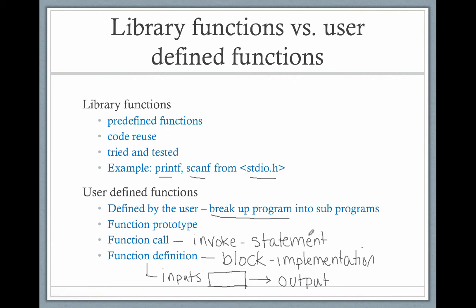The function call is one single statement that ends in a semicolon in which you invoke or use the function, and a function prototype is just a statement that describes the function. So that's just a descriptive statement that describes what the data types of the inputs are and what the function is going to return. So the output of the function is what it's going to return, and what goes into the function are the inputs.